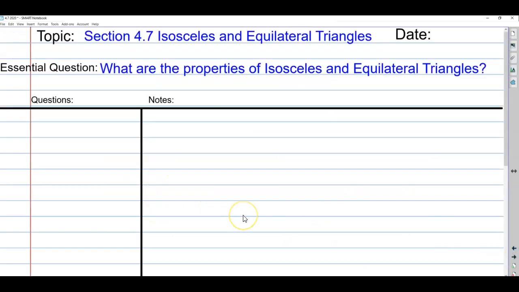All right, 4.7 is the title of the notes. We're going to explore isosceles and equilateral triangles. The essential question is, what are the properties of isosceles and equilateral triangles? I put this on here just to remind you, if you take Cornell notes, that's a great way to organize your notes and kind of help create study guides as you go along. You can write essential questions or left-handed questions on the side here as we learn notes, and then you can refer back to these. I'm in no way going to require Cornell notes. I'm going to encourage it though.